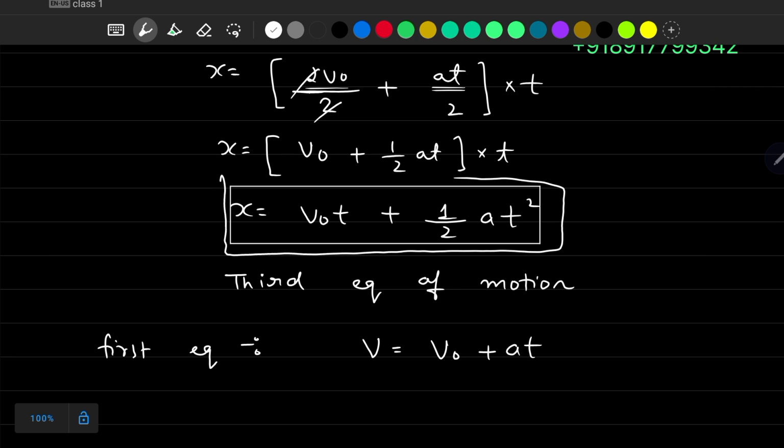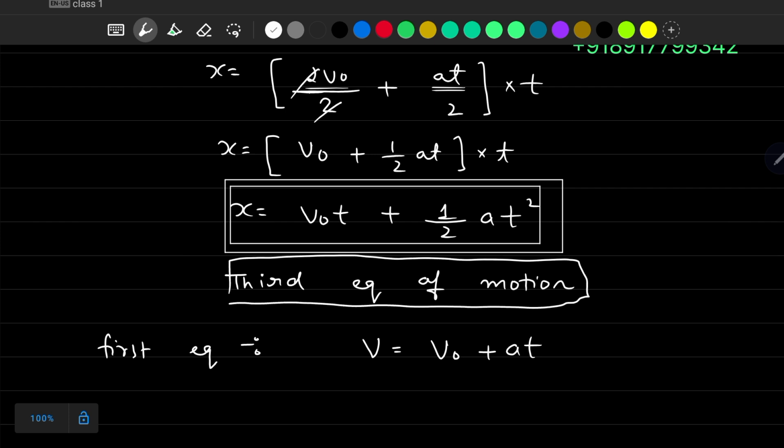This is our x equals v naught t plus half a t square. So this is our second equation: displacement is equal to v naught times t plus half times a t square. Now the third equation of motion we have to derive.